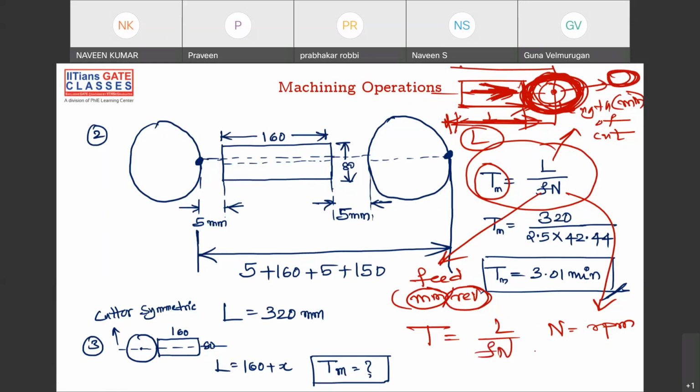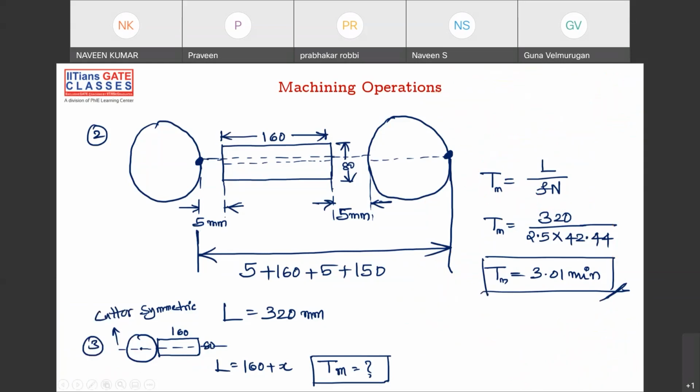If you see the units, L is what? L is mm. What is F? Feed is mm per revolution. And what is N? N is revolutions per minute, right? And if you see, revolution gets cancelled, mm cancelled. So it is 1 by 1 per minute, that is minutes. So that's why t is in minutes. Okay, you have to understand that. Is it clear, guys? Is it clear?